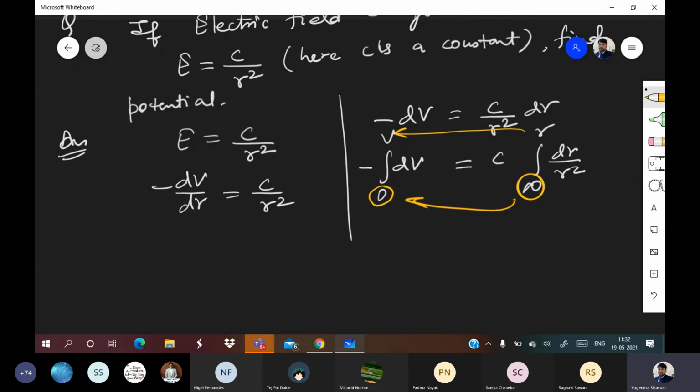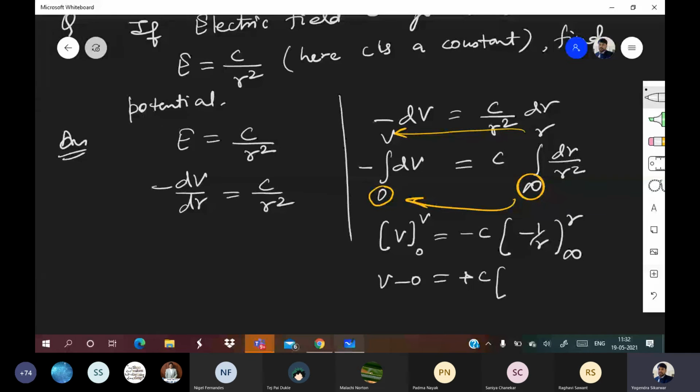So integration dv will be v, and limit is from 0 to v, is equal to minus c. Integration dr upon r square is minus 1 upon r, and limit is from infinity to r. So v minus 0 is equal to minus minus plus c, 1 upon r minus 1 upon infinity. So that becomes v is equal to c by r. Answer.